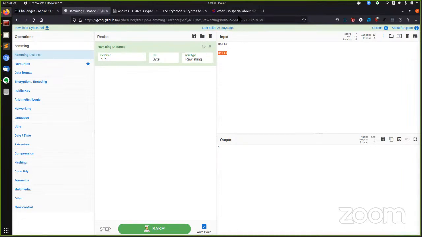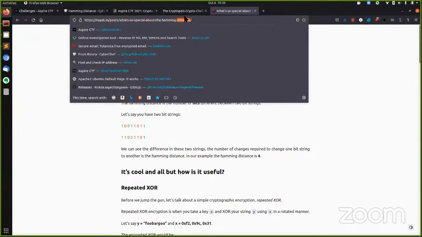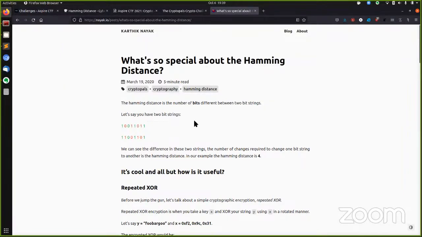For this, there is someone who wrote a very good article. I think this is the best explanation I could find, and I would encourage everyone to go through this post. It's on nayak.io, called What's So Special About the Hamming Distance. First of all, there is an explanation about what it is. As I said, it's the differences between two data sets. In this case, the data in red is the difference. So we can see it's 4, because there are 4 separate points where the data is different.